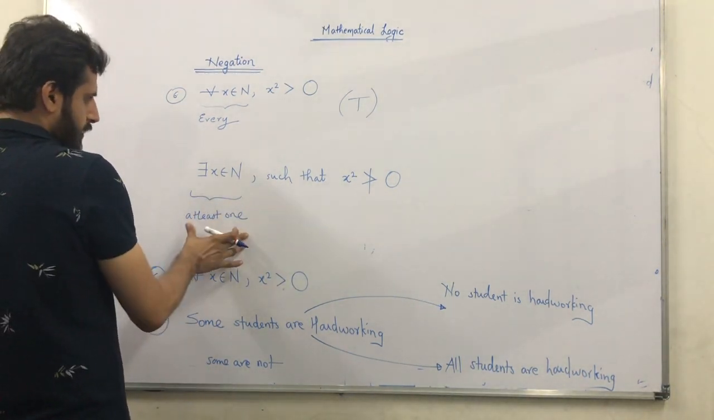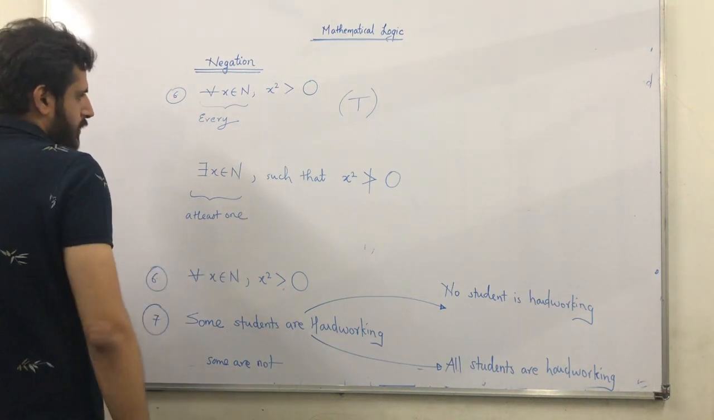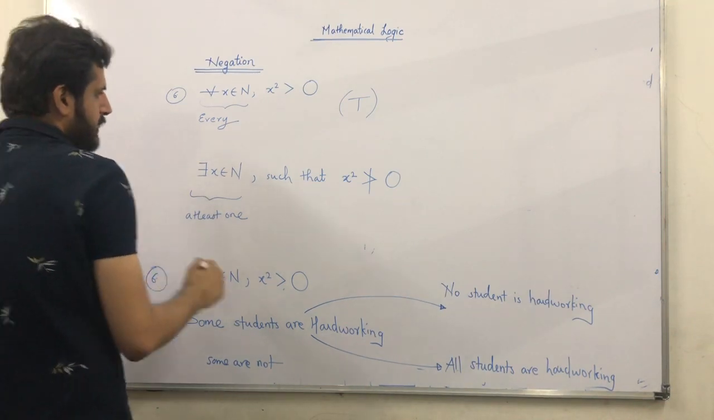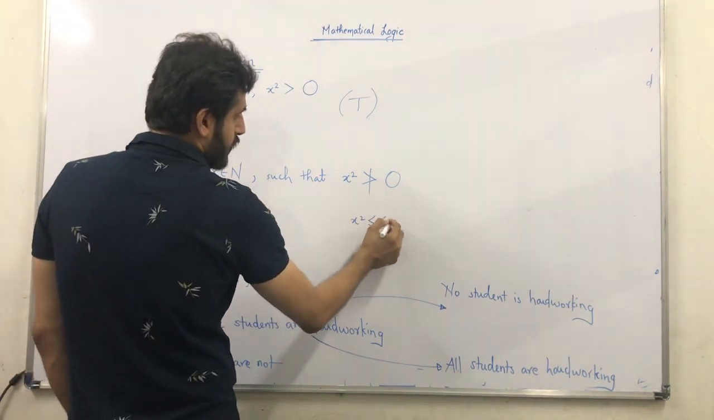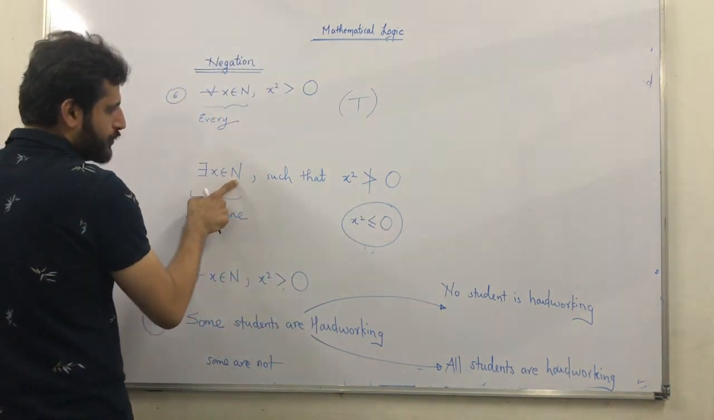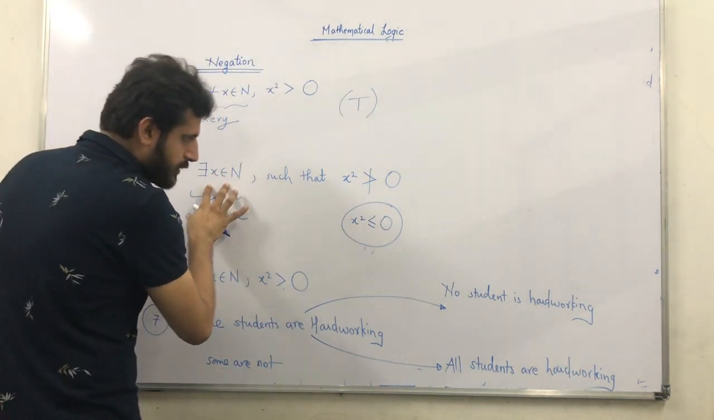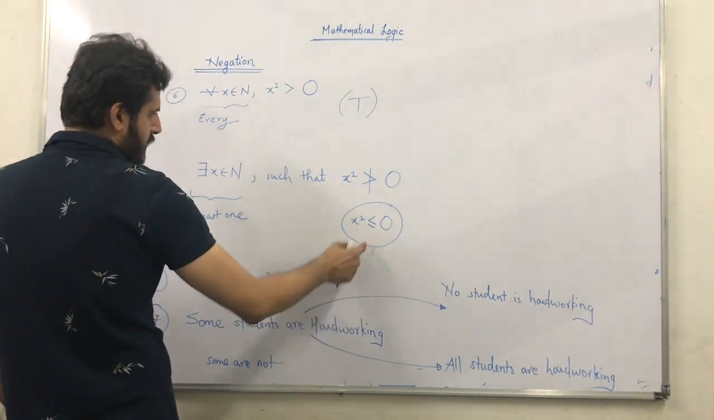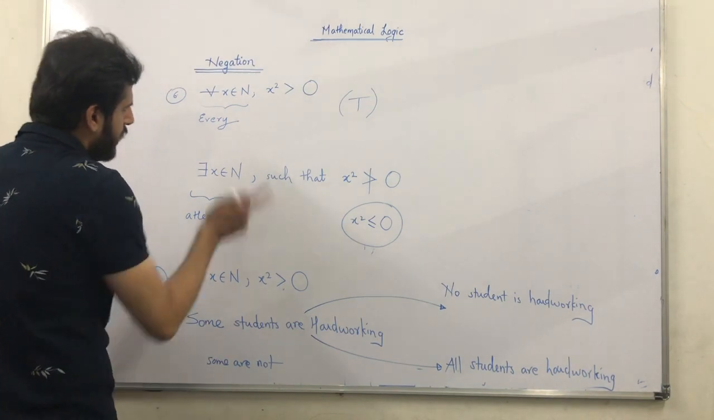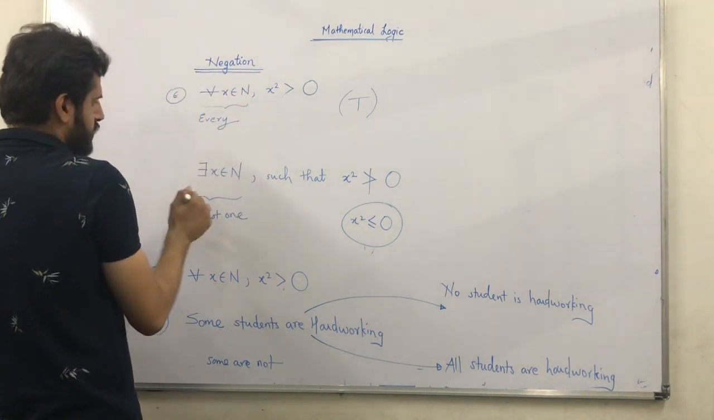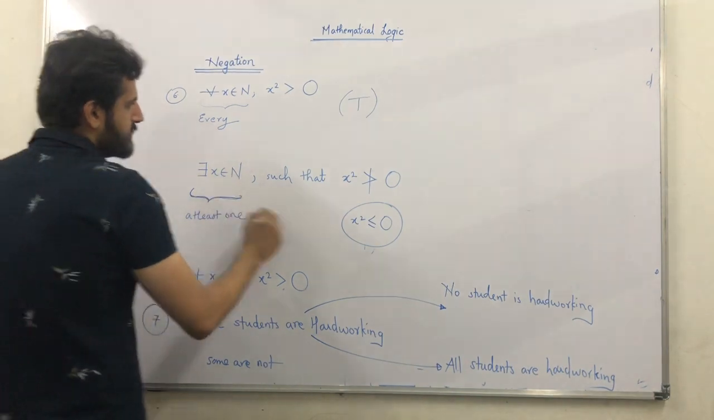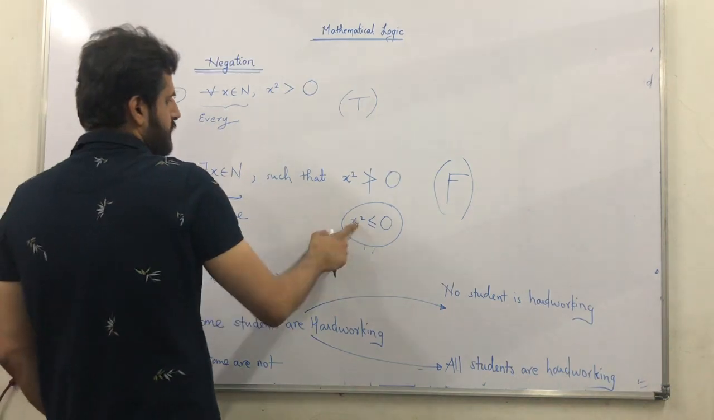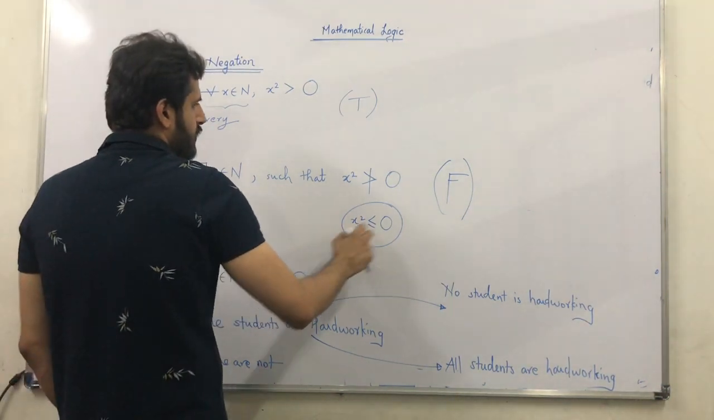And if you think, there is no such natural number where you square the natural number and it will not be greater than 0. Not greater than 0 means x square is less than or equal to 0. So none of the natural numbers will satisfy this. There is not even a single natural number where the square is less than or equal to 0. All natural numbers will have square greater than 0. So this statement becomes a false statement. Not possible.